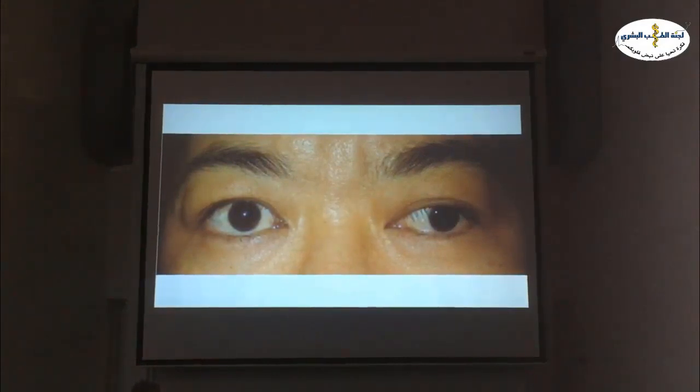This is a less severe case of oculomotor nerve palsy. This is the normal eye. Compare the eyelid of the right and the left. The left is a little bit dropped. The eye is looking down and out.